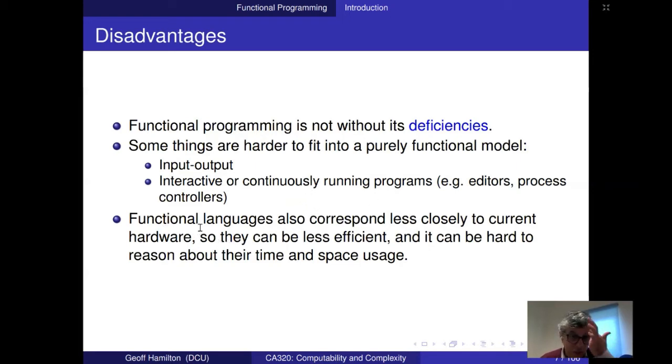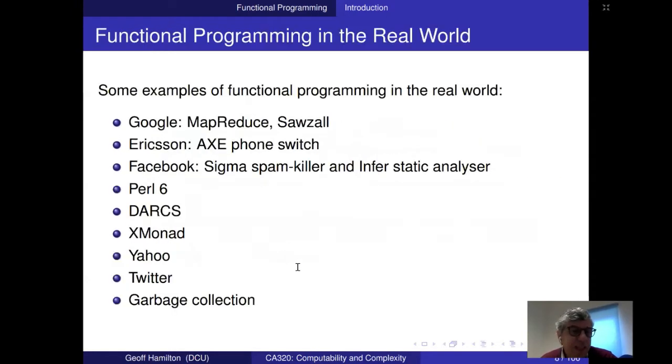So functional languages also correspond less closely to current hardware. Like we said, imperative languages started from the hardware and hardware limitations, and then machine code, and then languages. The functional programming languages are from the other way around. So that means it would sometimes be less close to the current hardware. So they can be less efficient in this sense, and it can be hard to reason about their time and space usage.